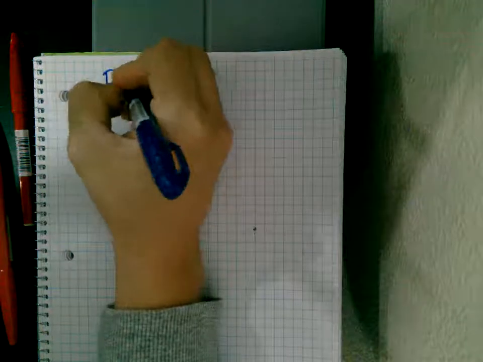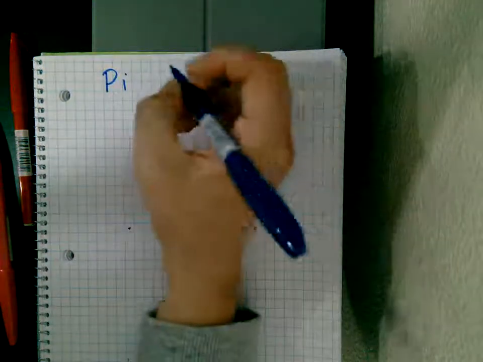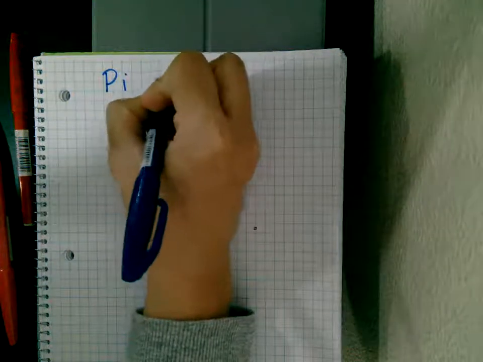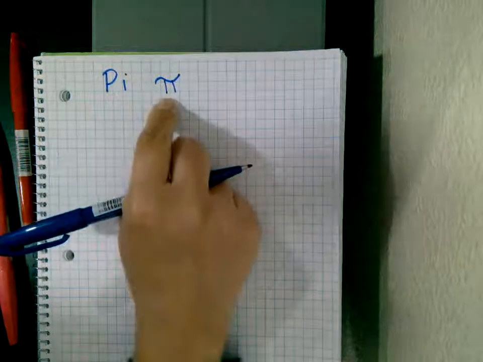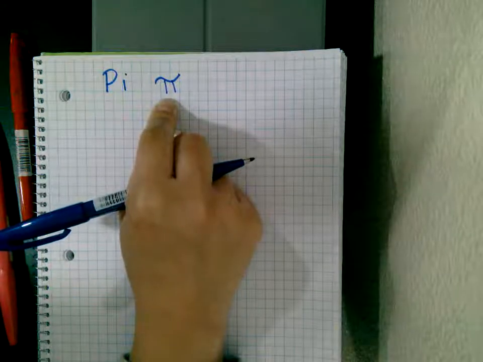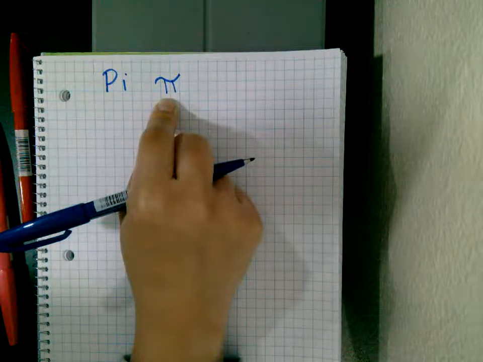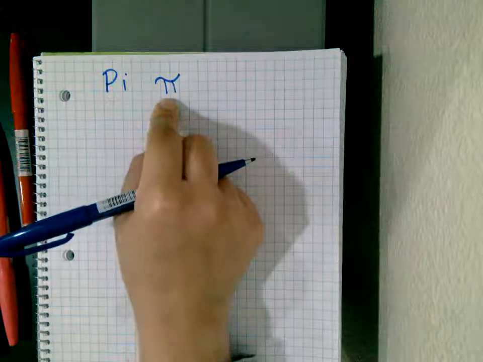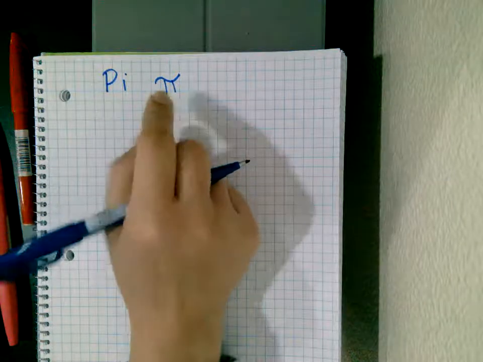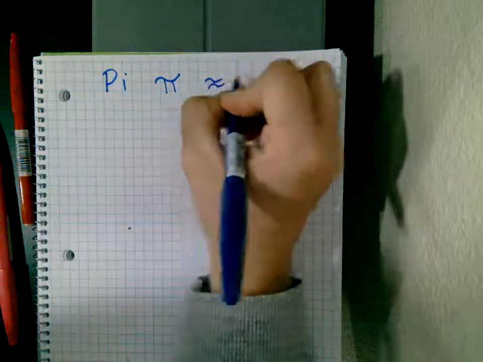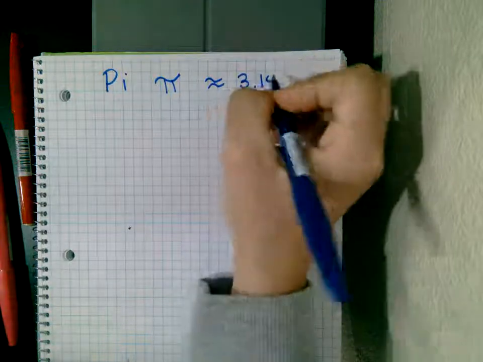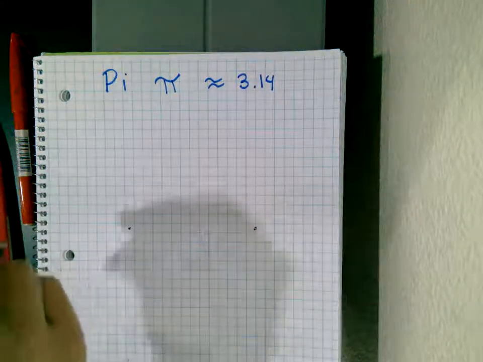Now, do you guys know what pi is? And I don't mean apple pie. The Greek symbol pi. Pi. Does anybody out there know approximately what pi equals? 3.14. Yes. So it's approximately 3.14. Very good. Pi is a very famous number.